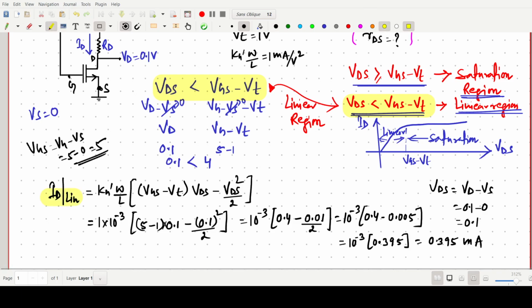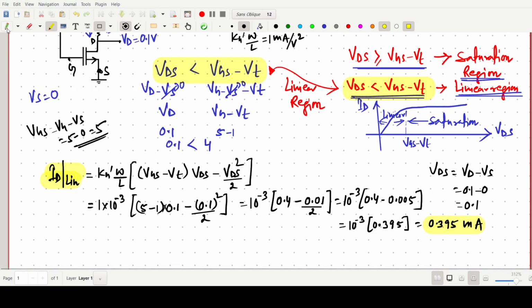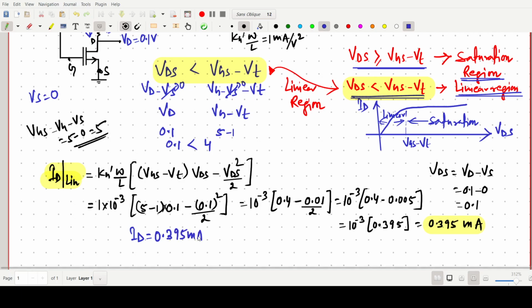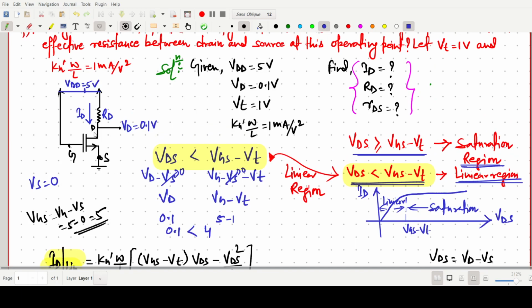So this one is the drain current equation in the saturation region, 0.395 milliampere. So I am writing once again. So the ID value is now known to us, 0.395 milliampere. Okay. So now next, we have to find the RD value. Now this current is known to us, means this current is 0.395 milliampere. Some current is flowing through the RD resistance.